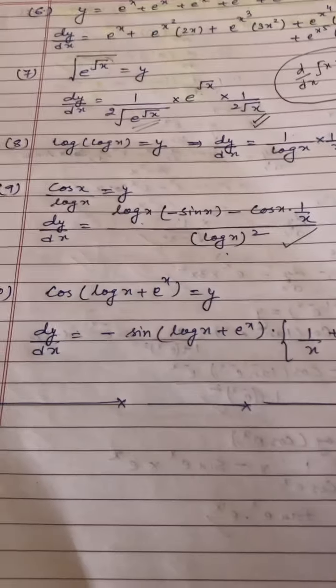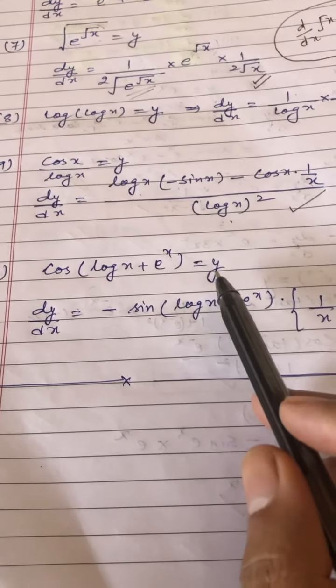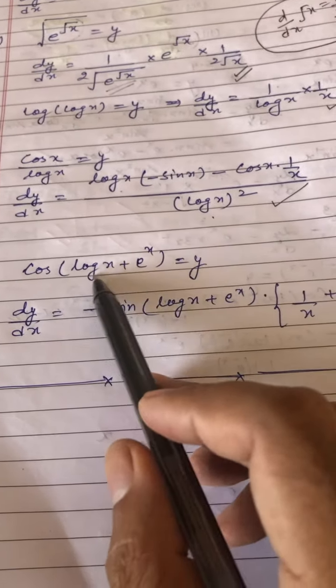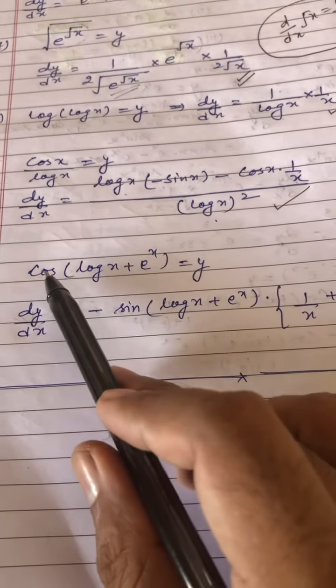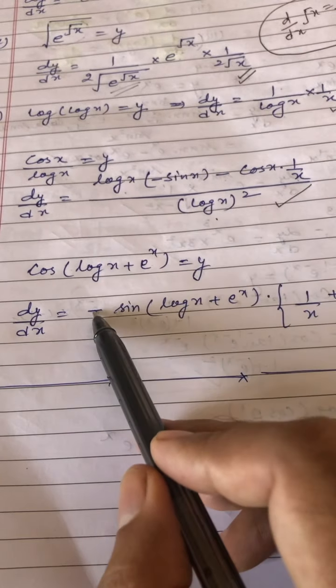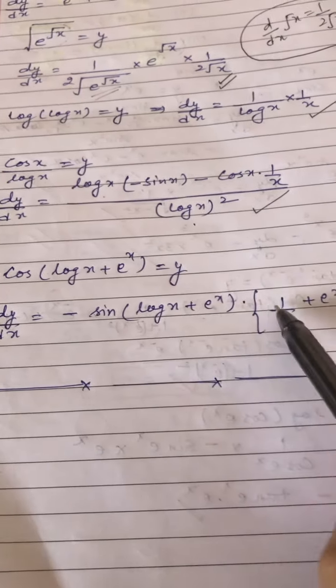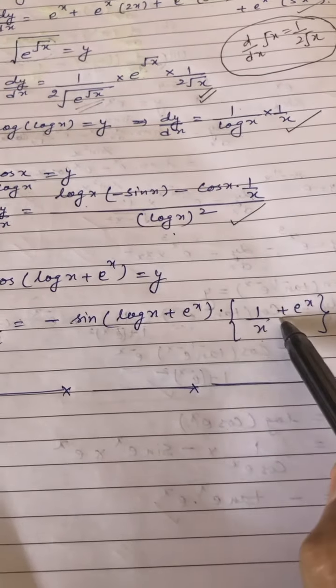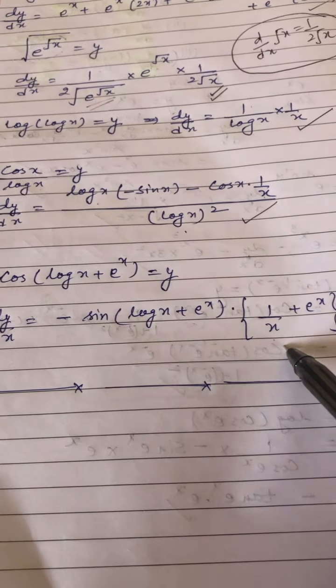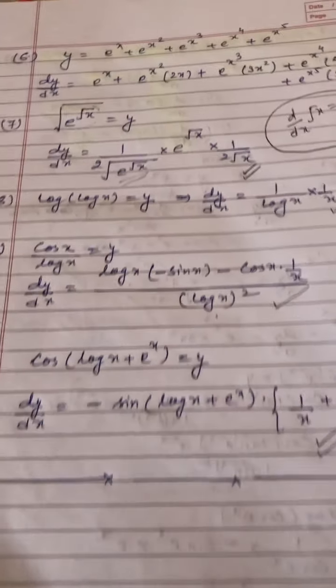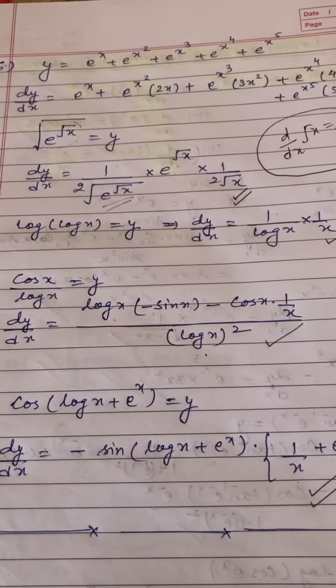And similarly, last question, question number 10, y equal to cos of bracket log x plus e to the power x. So cos theta differentiation is minus sin theta. Then we'll differentiate this theta also. Log x will be 1 by x plus as it is e to the power x will be e to the power x. So these are exponential and logarithmic differentiation.